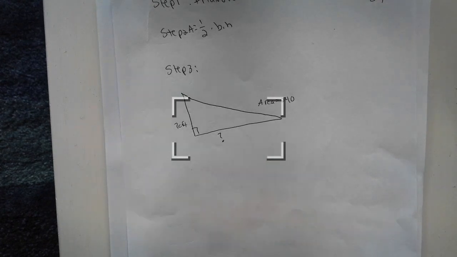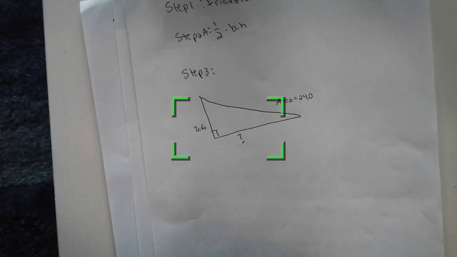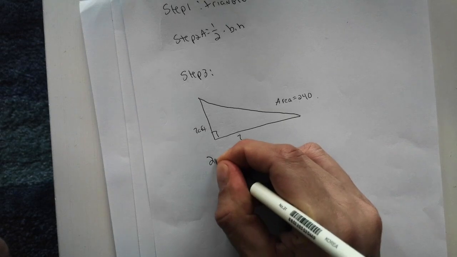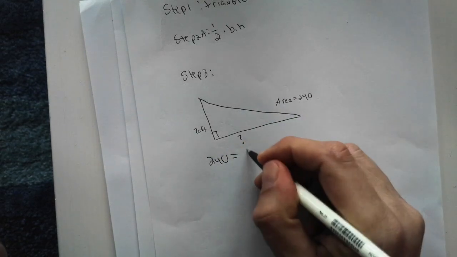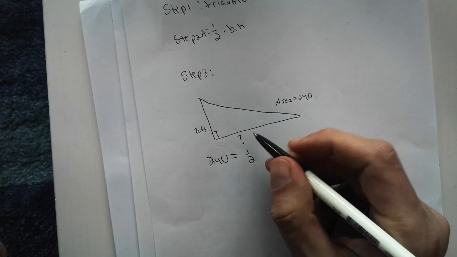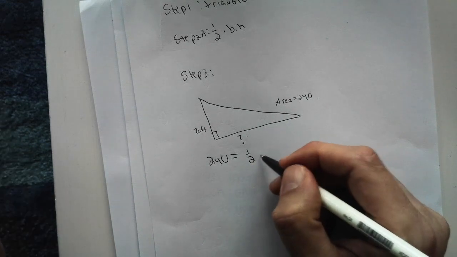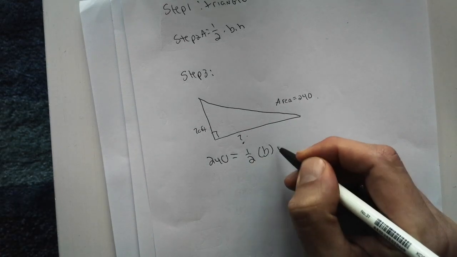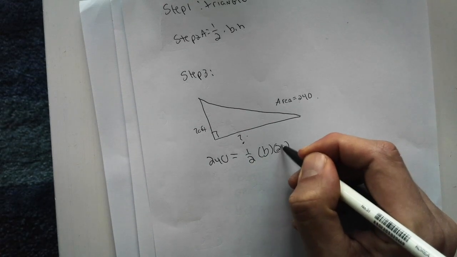So let's set up our equation. So we have our area, which is 240. We still have half. We don't have our base, but we have our height, which is 20.